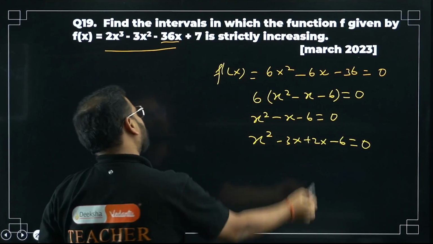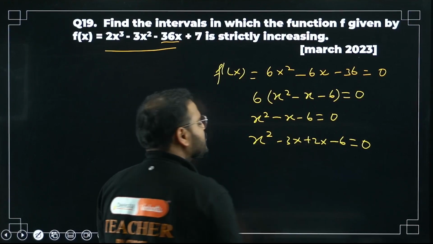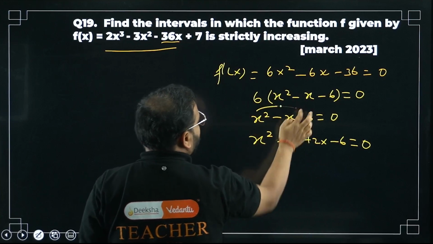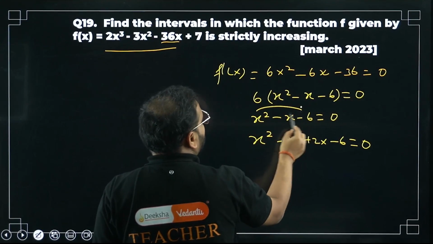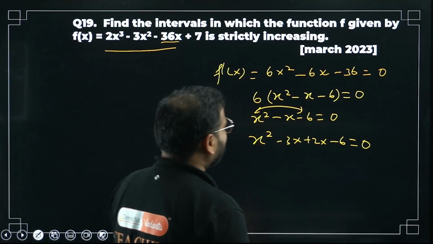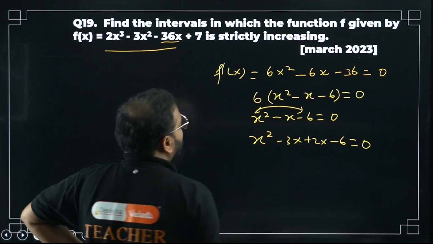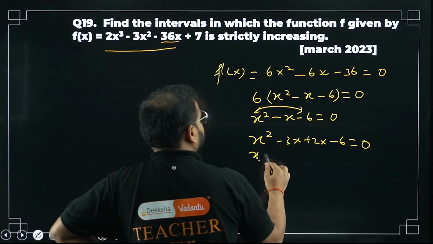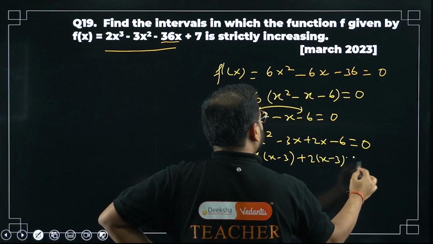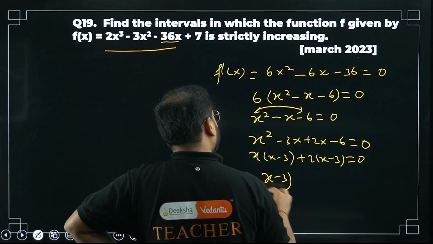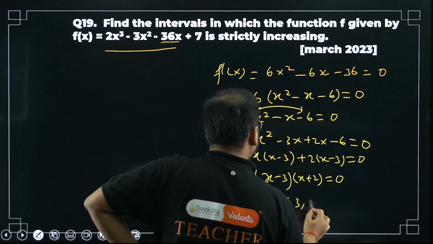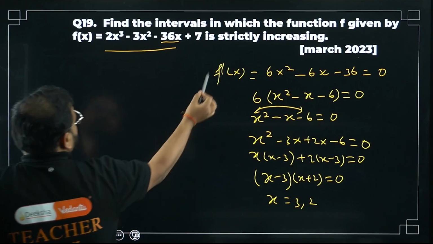The sum is minus x, and the product is minus 6x square, which is the same as the product of the first and the third term. Perform this trinomial factorization, grade 9 level. Take it common: x minus 3 plus 2 times x minus 3 equals 0. I'm getting the factors as x minus 3 and x plus 2. Critical points are 3 and minus 2.